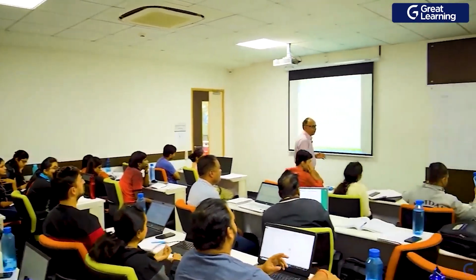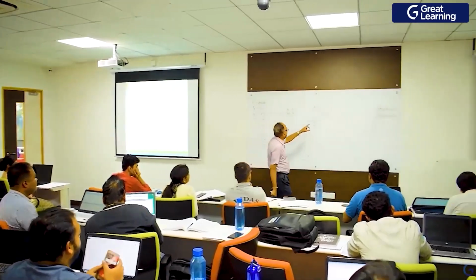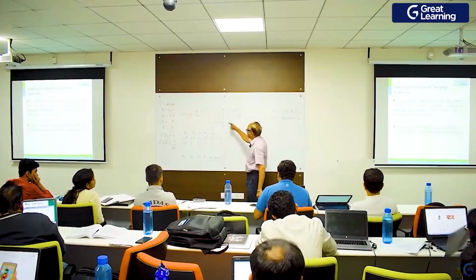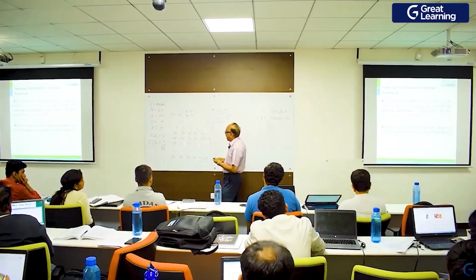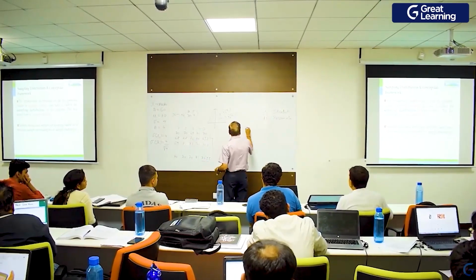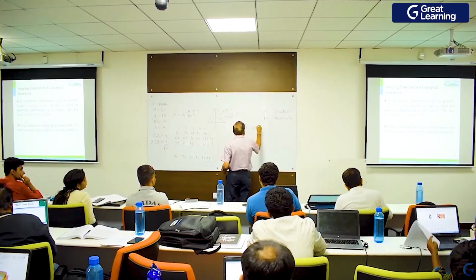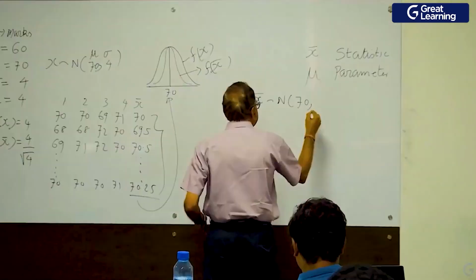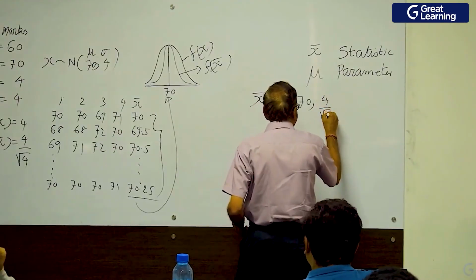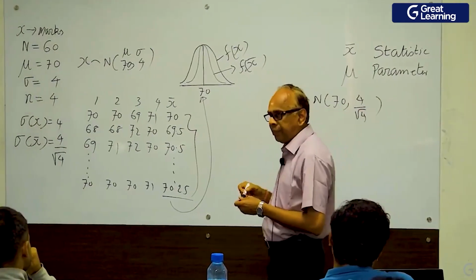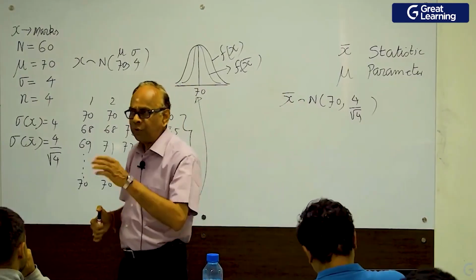It is inversely proportional to the square root of the sample size, and therefore I have a magnificent embedded bell curve of x bar, which has the same identical mean, but the standard deviation is different. In other words, x bar follows a normal distribution with 70 as the mean and standard deviation 4 by root 4, which is 2. This is the sampling distribution foundation.